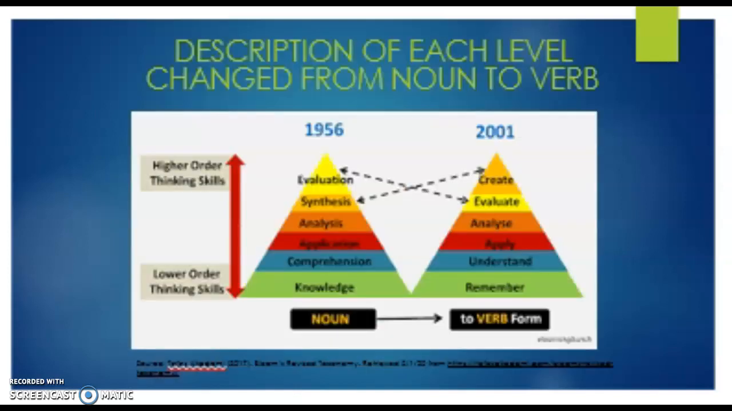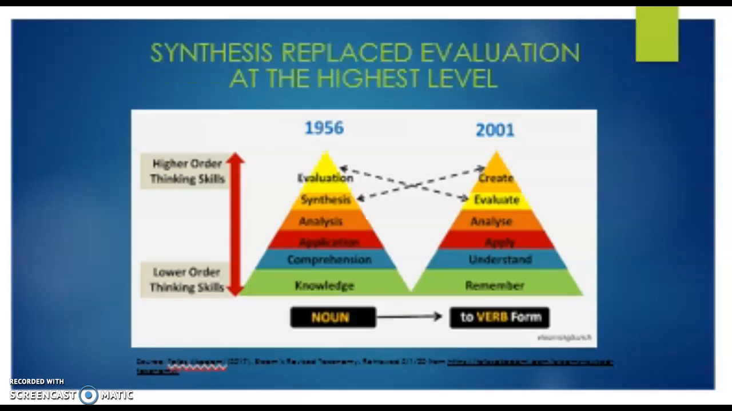In 2001, Bloom's taxonomy was revised by a group of 8 scholars. There were about a dozen changes, and I will discuss a few of the more significant changes. There was a change in terminology from noun format to a verb format. This change emphasized active cognitive behaviors desired from students. This also made it easier for educators to use. Evaluation and synthesis traded places at the top of the pyramid to reflect that creating something new was the highest level of learning.